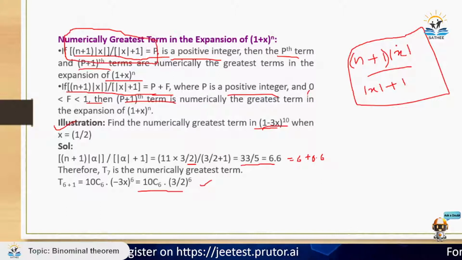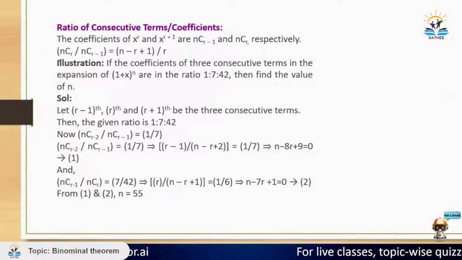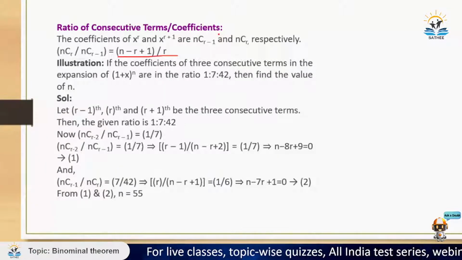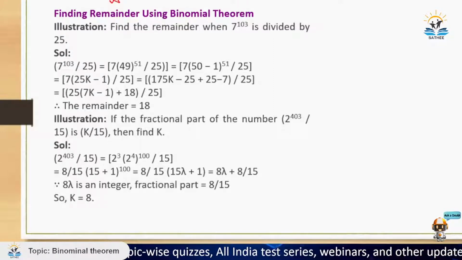Moving ahead, ratio of consecutive terms, this is nothing but you need to just calculate two terms and take the ratio. So this is actually simple one. Just if you want to remember the formula, you can remember, but I think you don't need to remember the formula. You can easily calculate it using the concept of binomial theorem. Okay, now moving on to some applications. These applications are very important and many times asked in JEE-Mains.